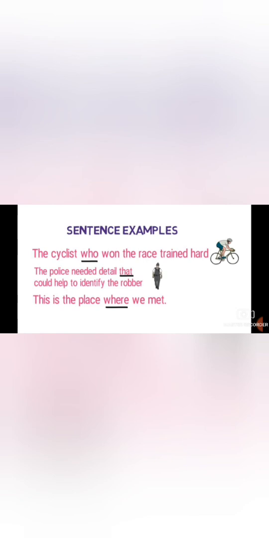So girls, you can understand and keep this in your mind: if you have a pronoun in the center of the sentence, such as who, which, whom, that, these are called relative pronouns.